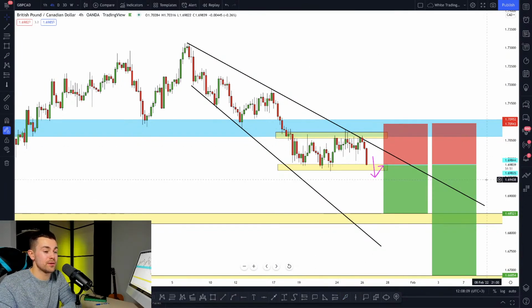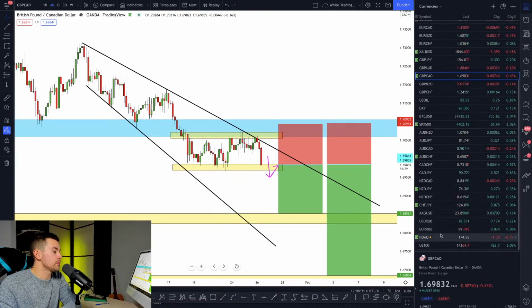Let me know if everything is clear, traders. Let me know if you agree with me concerning this trade on Pound Cat. I see the question from Vasily and Venus Gazer concerning US 100 and UK 100. Let's take a look at this together, traders.